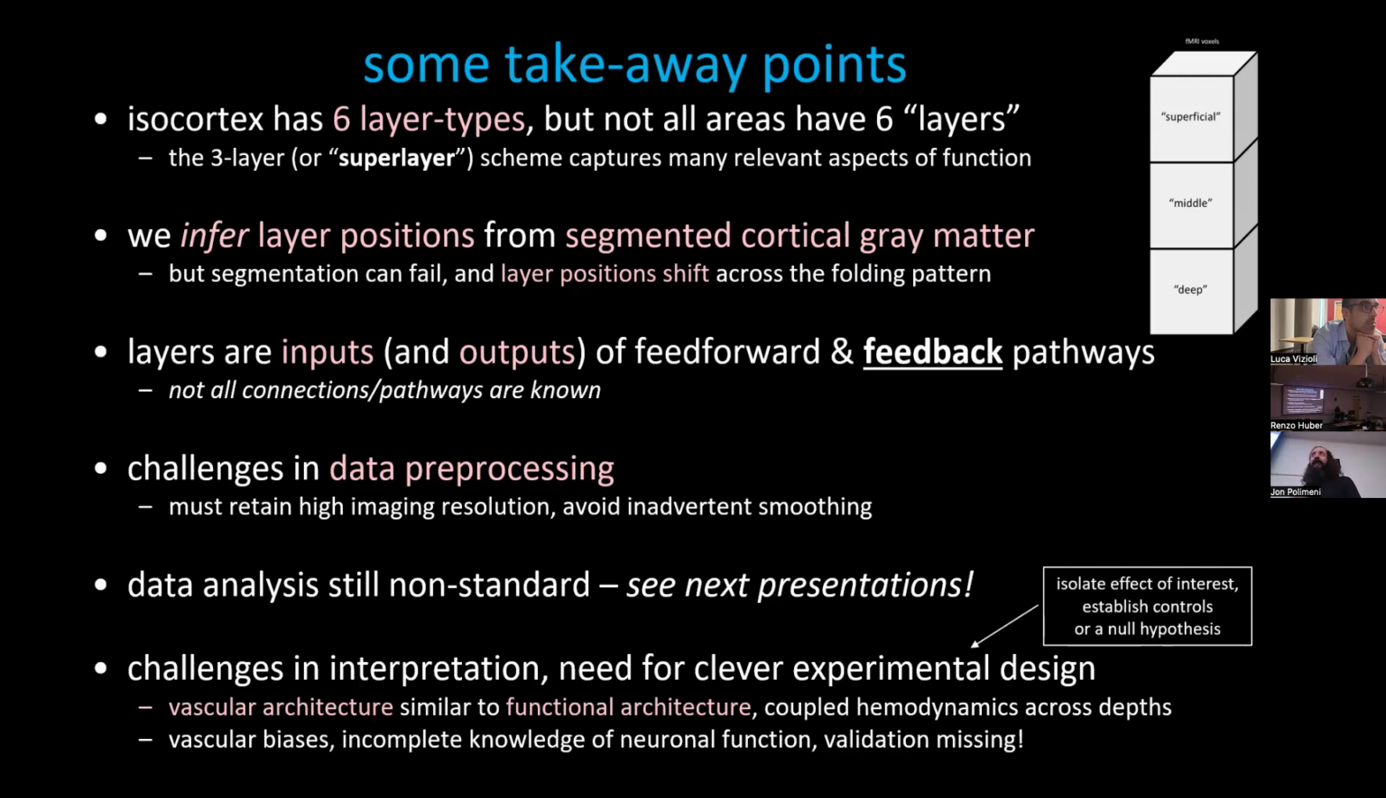As I mentioned, vascular architecture is quite cool. It's really similar to functional architecture, but this provides some confounds in terms of any kind of hemodynamic-based technique. Also, I showed you that there's coupling of hemodynamics across cortical depths, which we need to contend with. Vascular biases, incomplete knowledge of neuronal function, and validation is missing. So lots of challenges, but a lot of excitement too.